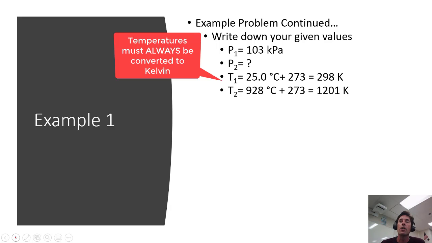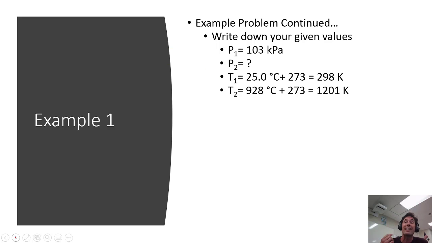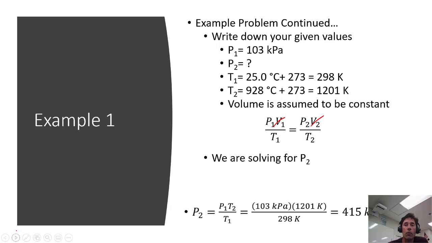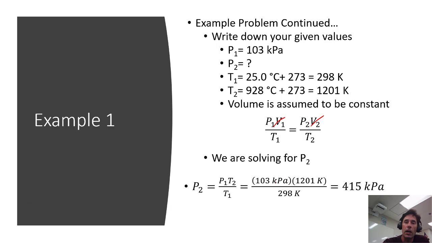which is 1,201 Kelvin. Now again, volume is considered to be constant, and because it's constant, we can actually ignore it in the equation. So we're looking at a relationship between pressure and temperature. So P1 over T1 equals P2 over T2. So what we want to do is algebra and solve for P2 and plug in our values. When we do, you can see that my Kelvins cancel out, and I'm left with my value of 415 kilopascals, which is what we predicted.